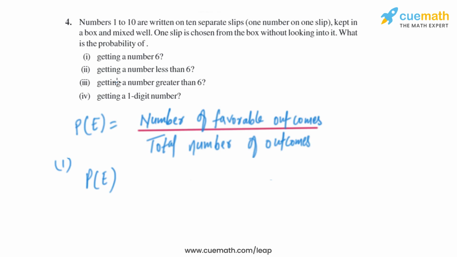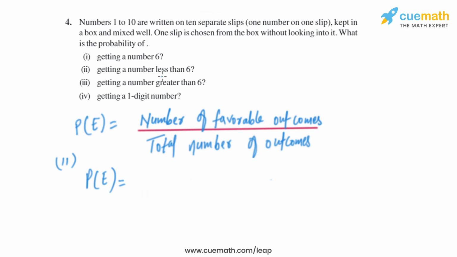So as we know that the probability of an event to happen is basically number of favorable outcomes divided by total number of outcomes. So let's start with the first part, getting a number 6. As we know that there is only one number, that is 6. So number of favorable outcomes is 1 divided by the total number of outcomes. The total number of numbers is 10. So it will be 1 by 10.